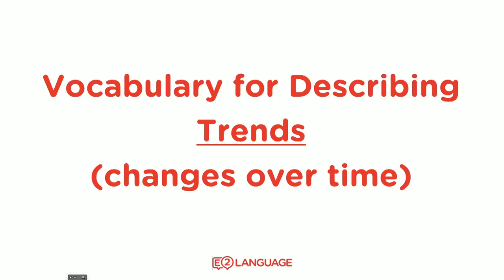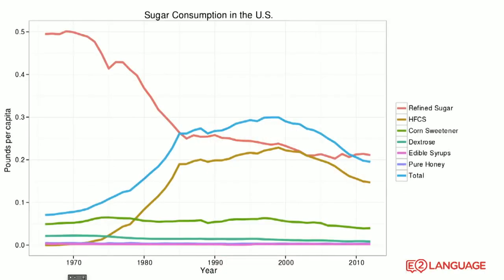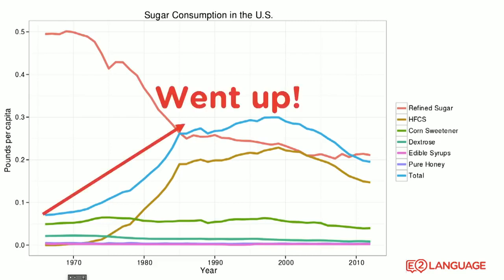Okay, trends are the changes that happen over time in a graph. So again, let's say you're looking at this one. How are you going to describe this blue line? You're going to say it went up. It's probably not that sophisticated, and we're going to need to have a range of different vocabulary that mean the same thing as went up.